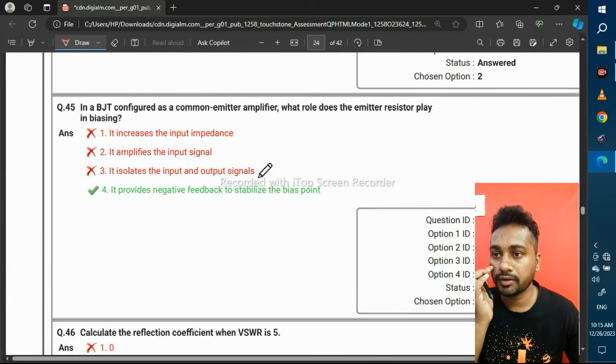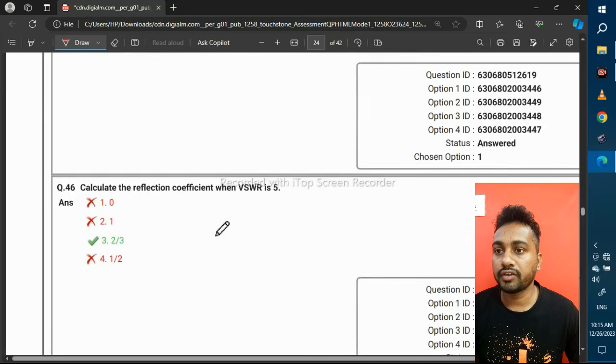In a BJT configured as a common emitter amplifier, what role does the emitter resistor play in biasing? It provides negative feedback, stabilizing the bias point. This is correct only.